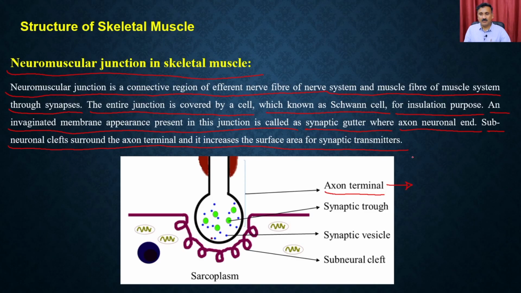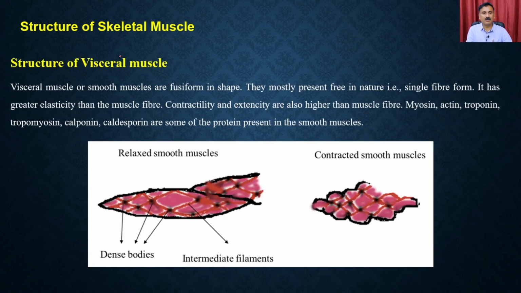Now let's move on to the next muscle type. The next muscle type is called the visceral type. These are the visceral muscles. Let's look at the structure of the visceral muscles. Visceral muscles, or the smooth muscles, are fusiform in shape, right? These are the visceral muscles and they are smooth.